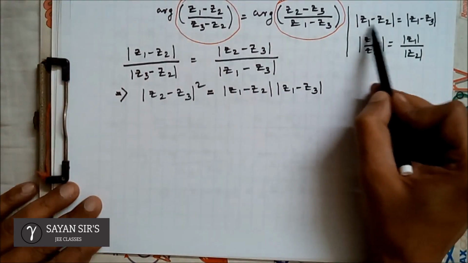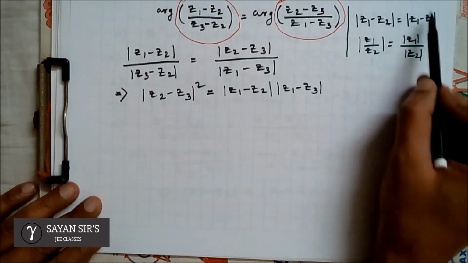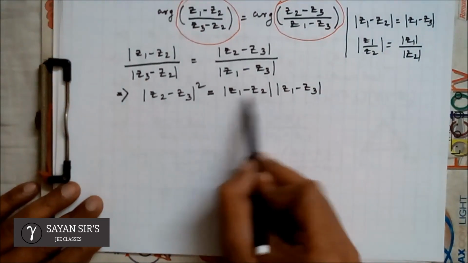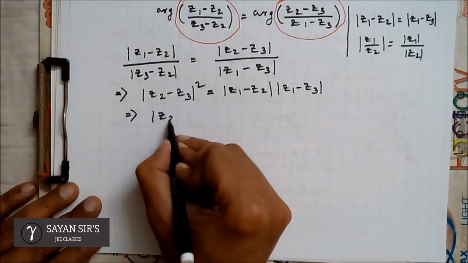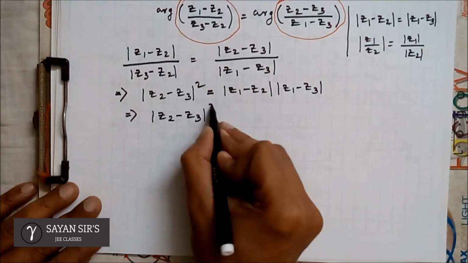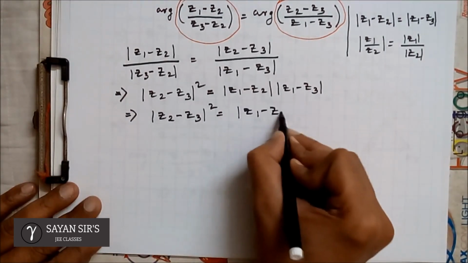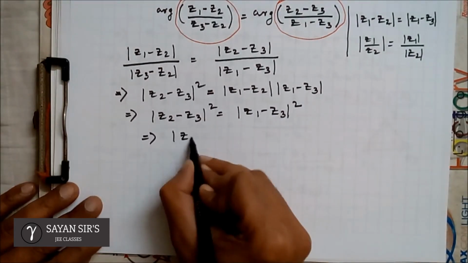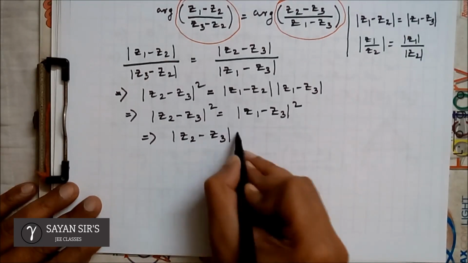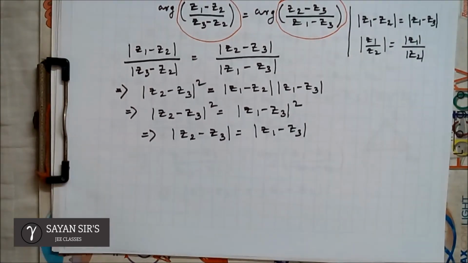But look, here we have mod of z1 minus z2 equals the mod of z1 minus z3. So in place of z1 minus z2 mod, I can write z1 minus z3 mod. So we get mod of (z2 minus z3) squared equals the mod of (z1 minus z3) squared, which gives us mod of z2 minus z3 equals the mod of z1 minus z3. Since we are dealing with mod, there is no question of a negative square root.